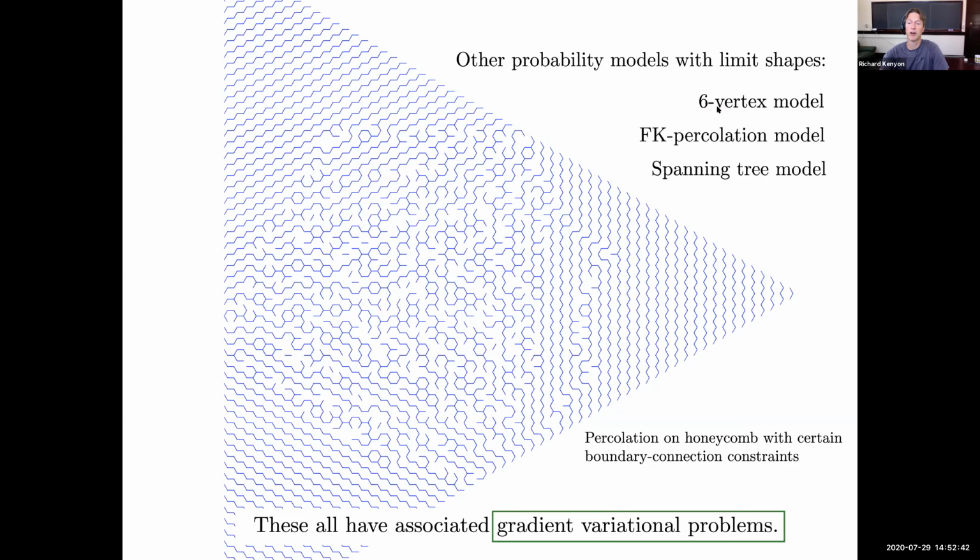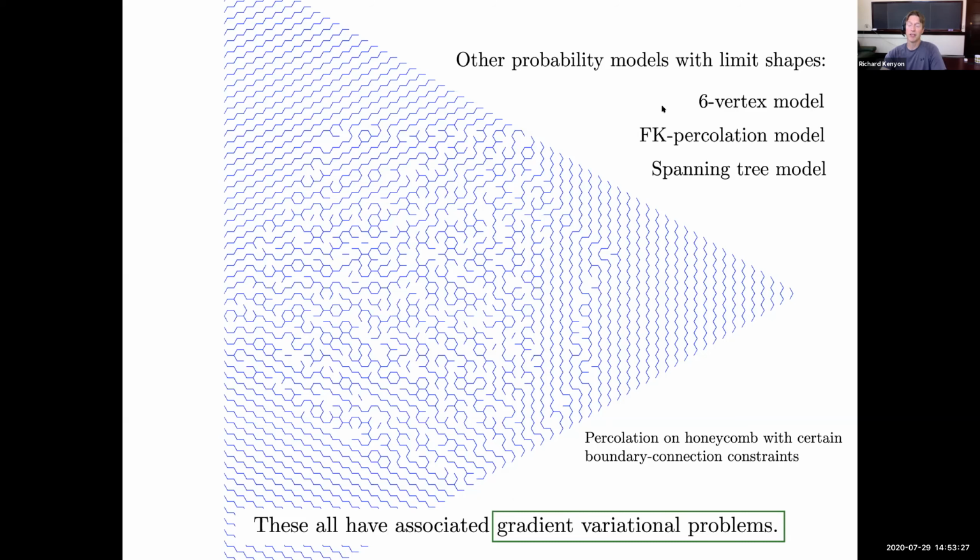Here are some examples. We've already heard about the 6-vertex model today, and it's closely related to the FK percolation model or random cluster model, same thing. And there's also the spanning tree model, which can be considered a special case. All these models have height function interpretations and analogous limit shape problems. So they all have associated gradient variational problems, and the hope is that the solutions to those variational problems can be described in some reasonably explicit way with analytic functions.